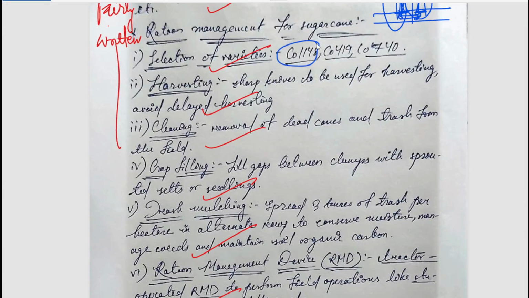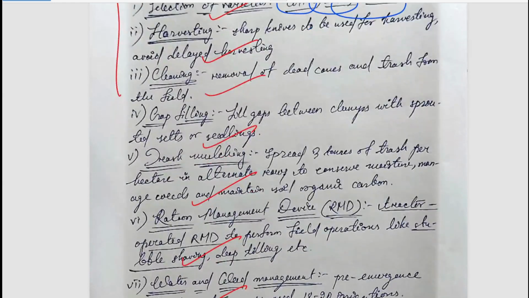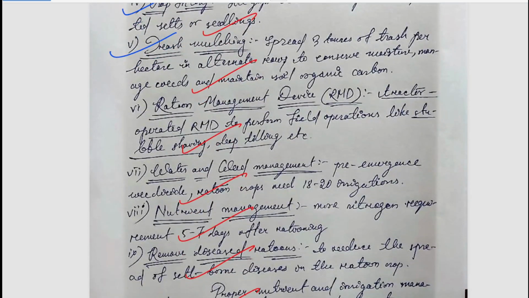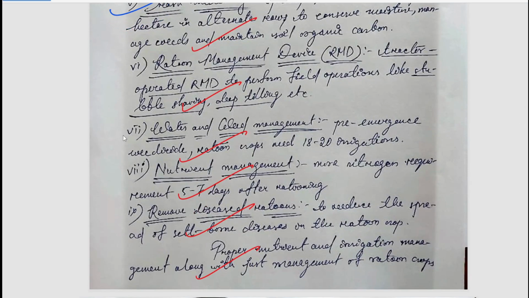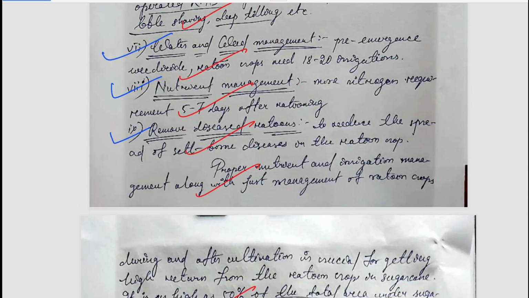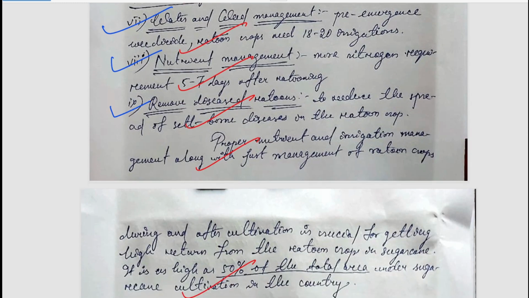Various varieties such as CO 1148, CO 419, and CO 740 have been mentioned. Harvesting, cleaning, crop filling, trash mulching, everything has been mentioned. You can simply pause and read it. Water management, nutrient management, and removing diseased ratoons, all these things are part of the management process. So you can simply pause and read it.